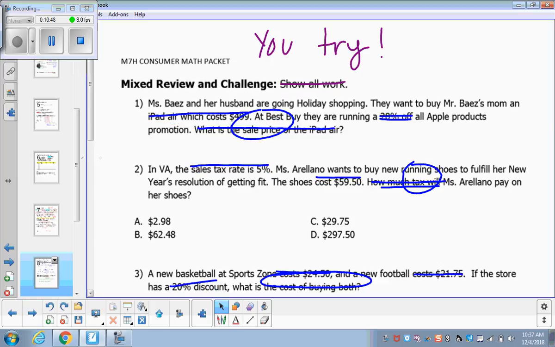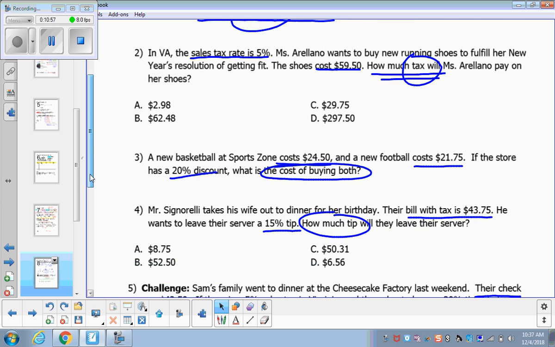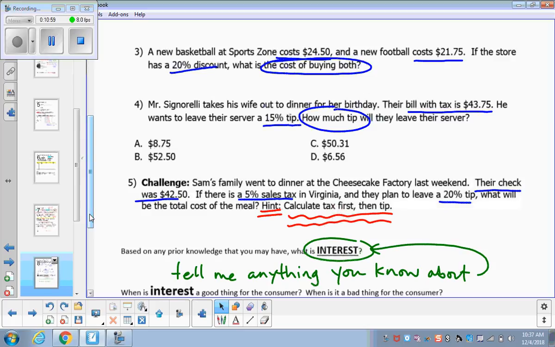Now, as I scroll down, whoops, let me undo that real quick. As I scroll, let's take a look at the challenge question. The challenge question has two calculations in them. I am asking you to calculate the tax that would have to get added. Go ahead and add the tax. That becomes the new subtotal. Then we want to calculate 20% on the new number after you've already included tax.